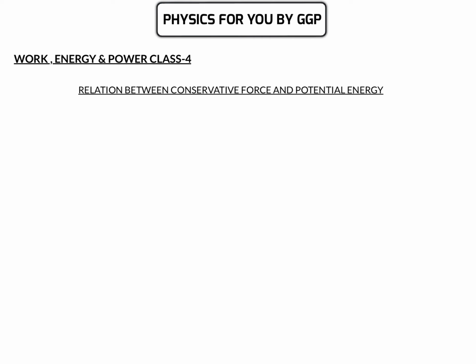As we discussed in the previous class, the relation between conservative force and potential energy is that the change in potential energy is nothing but the negative of the work done by a conservative force. Normally we represent potential energy by the symbol capital U. So change in potential energy we can take as the negative of work done by a conservative force.